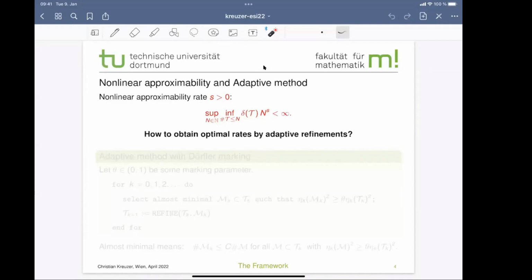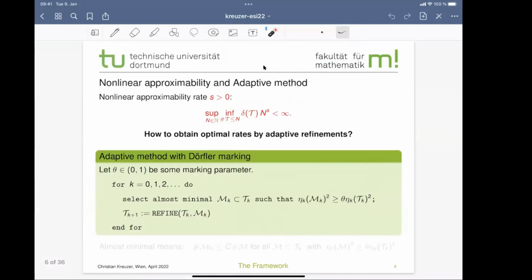And one answer to that is to use an adaptive scheme with Dörfler marking. Okay, this goes in principle like this. You have an iteration, and in each iteration you select some marked elements in your triangulation such that the error indicators on the marked set is the bulk of the total error, right, on the triangulation. And then in the next step you just refine the marked elements.